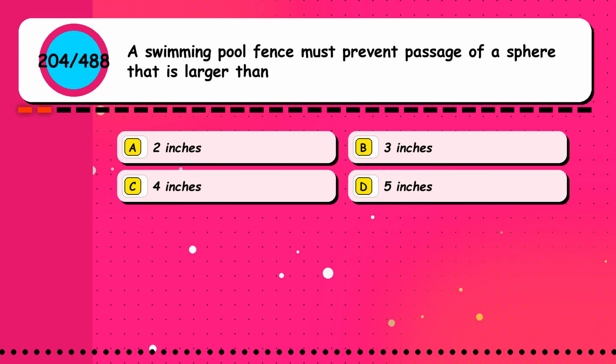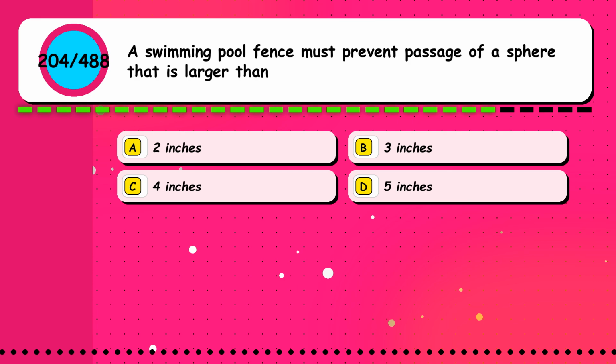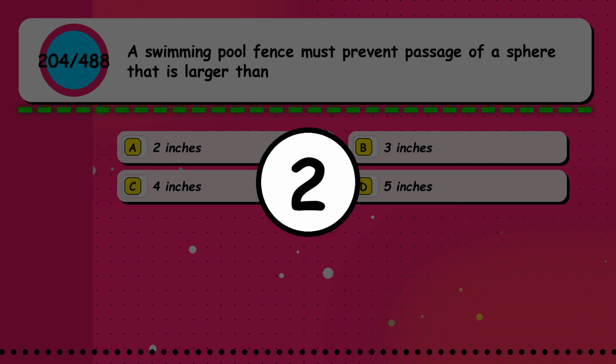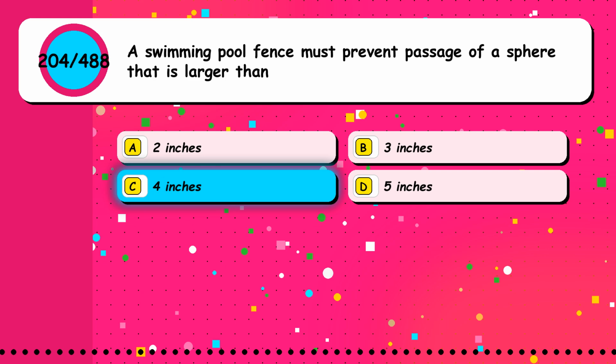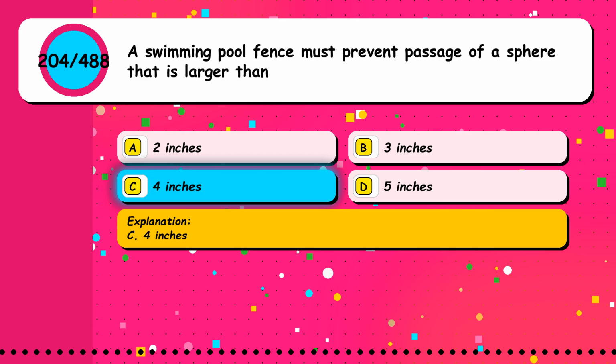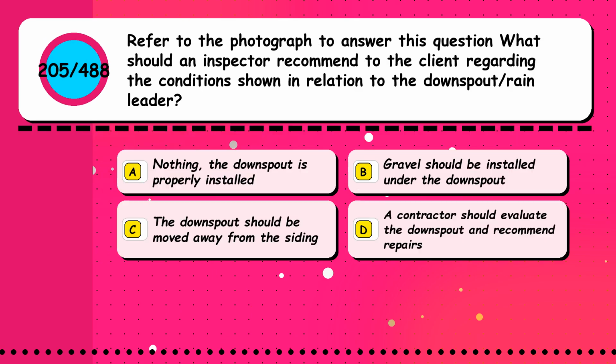Question 204. A swimming pool fence must prevent passage of a sphere that is larger than option A, 2 inches. Option B, 3 inches. Option C, 4 inches. Option D, 5 inches. The correct answer is option C, 4 inches.